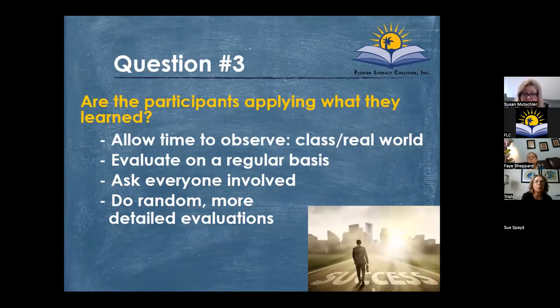Question number 3. Are the participants applying what they learned? Sometimes you won't know this until they're actually out meeting with the learner. That's when you'll find out if they're actually applying what they learned in your tutor training. I know sometimes it can seem like you spent 2 full days training the tutors, and then they get matched up with somebody and they're calling you saying, what's the first thing I should be doing?